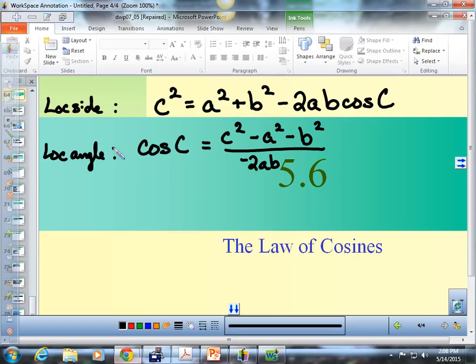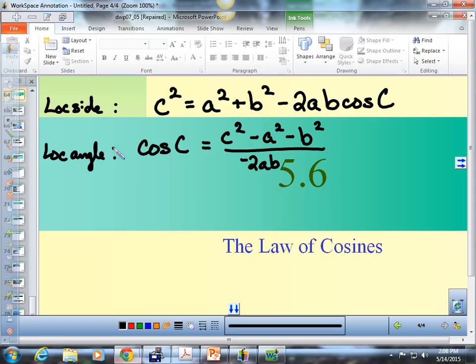Okay? So we can use law of cosines to find a side. We can use law of cosines to find an angle. But what's nice about using law of cosines to find an angle? There's no ambiguity. Okay? If cosine C ends up being positive, it's going to be a quadrant 1 angle. If it ends up being negative, it would be a quadrant 2 angle. It can't be quadrant 3.